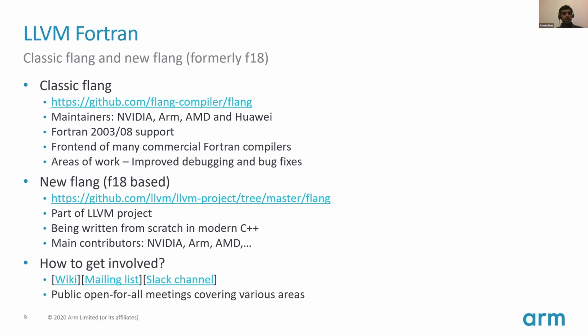There's a talk by NVIDIA at the upcoming LLVM Developer Summit, giving an update on where they are with the F18 project. ARM ships a commercial compiler, AMD ships their AOCC compiler. Both of them use Classic Flang as a front end. So we continue to maintain that and add fixes, improve debugging, because that's going to be the front end of a compiler for the foreseeable future while the new Flang comes on board.